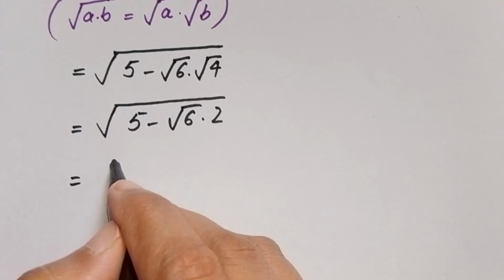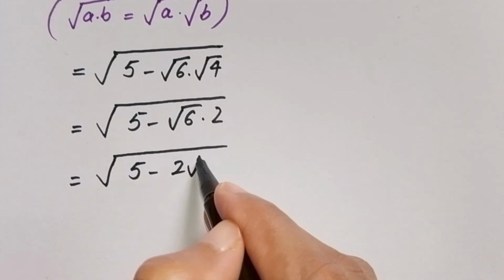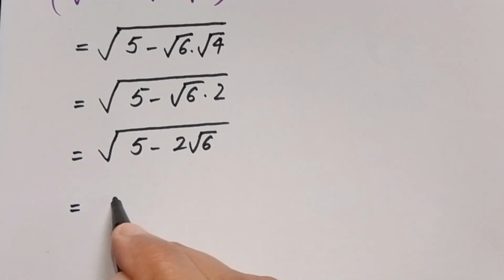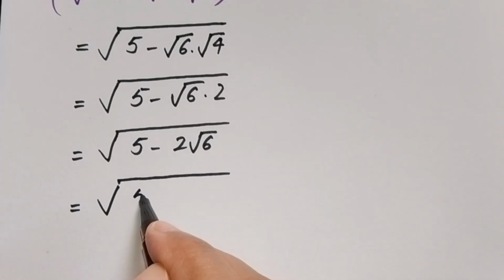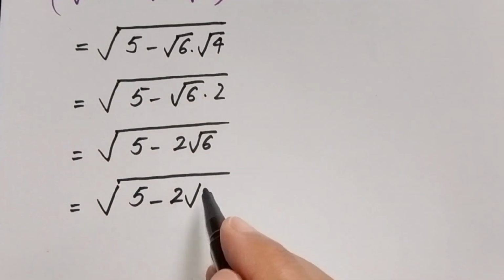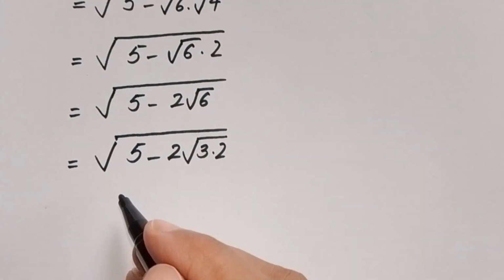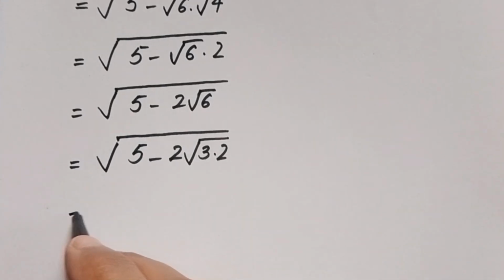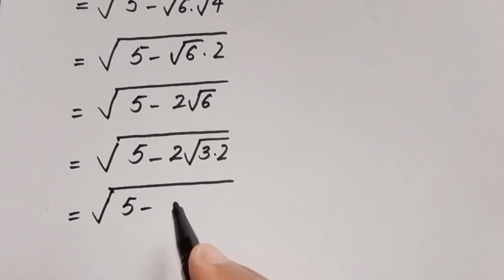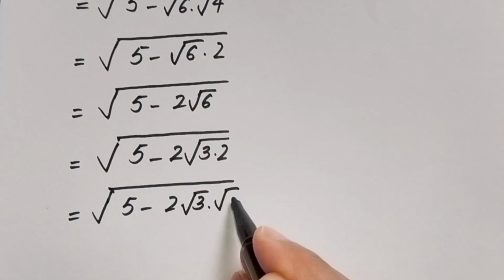So we can write the square root of 5 minus 2 times the square root of 6. In the next step, we can write 6 as 3 times 2, because when we multiply 3 with 2, we get 6. So we can write it in this form, and I'm going to use the same property: the square root of 3 times the square root of 2.